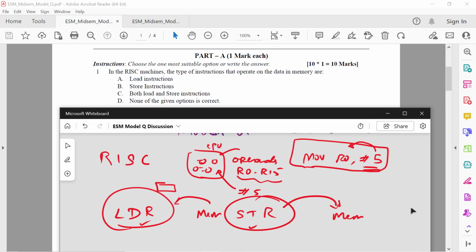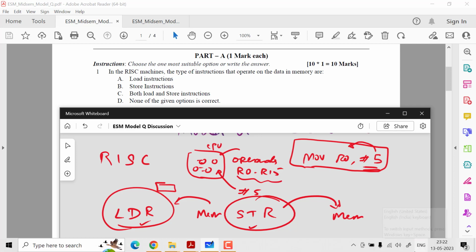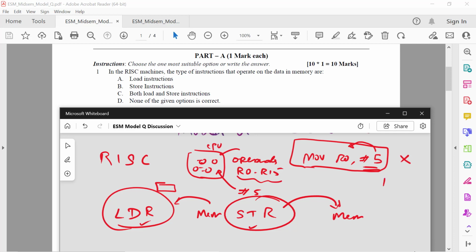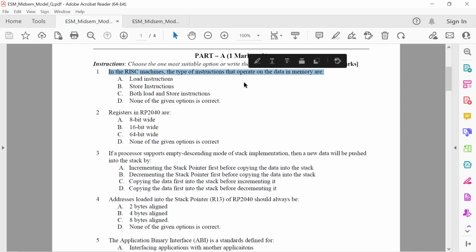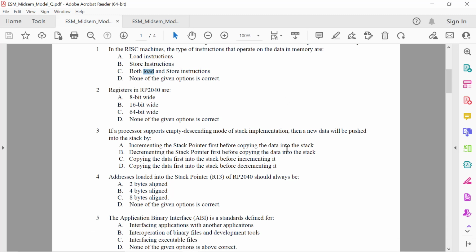So our question is, what type of instructions operate on the data in the memory? It is not talking about the code area, it talks about the data area. That means we are trying to access the data portion of the memory into the CPU, or we are writing into the data memory of the program. So the load instruction reads from the memory, and the store instruction stores some values from the registers to memory. So both are operating on the data memory. So the correct answer is C here. Okay, I hope this is clear to you.